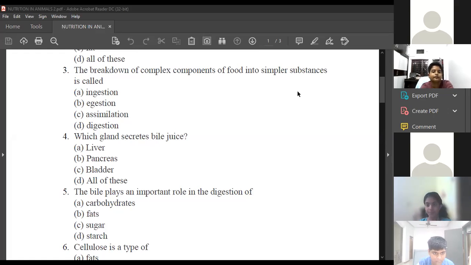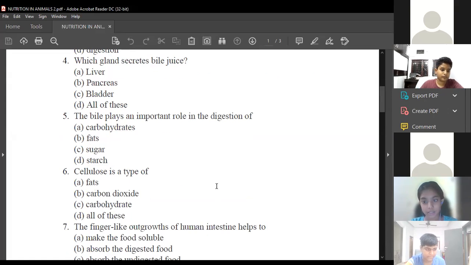Next, Ritvik Nimala. What is the use of bile juice? What is the role of bile juice? Sir, it helps in the breakdown of food. Fifth question. Sir, bile juice plays an important role in the digestion of fats into fatty acids. Fatty acids.